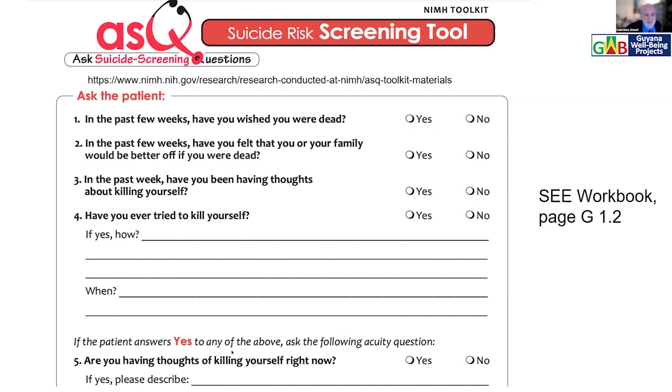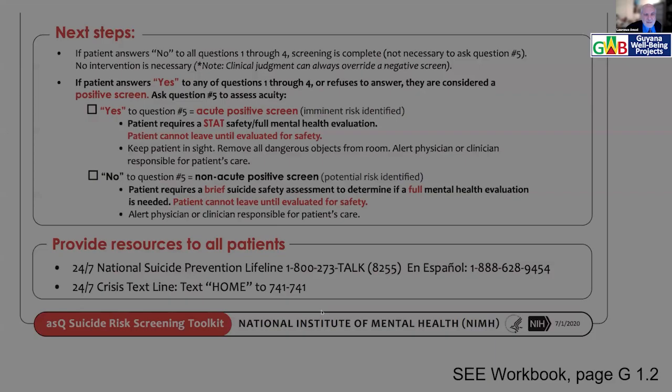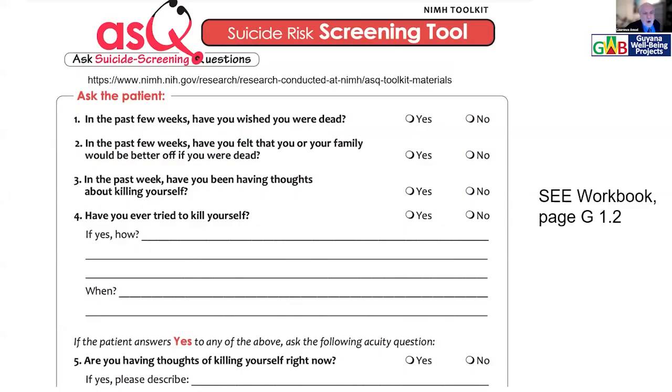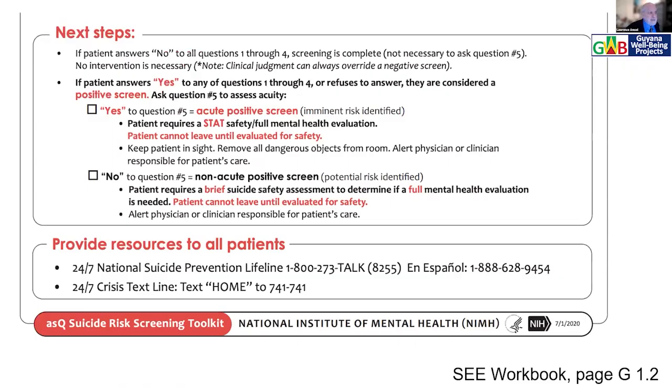If the patient says yes to any of the above questions, you then ask, I'm sorry, that moved by accident. You then ask the following: are you having thoughts of killing yourself right now? And if so, please tell me what they are. So if there's any yes on any of those, then you go to question number 5. Now let's see how we work with this. If the patient answered no to all the questions 1 through 4, the screening is complete and you don't have to ask question number 5, and no intervention is immediately necessary.